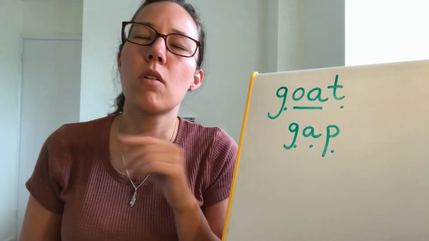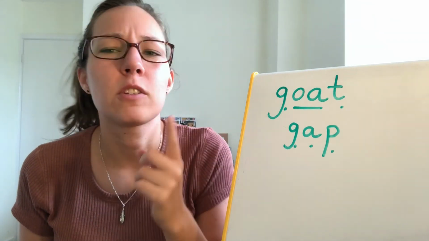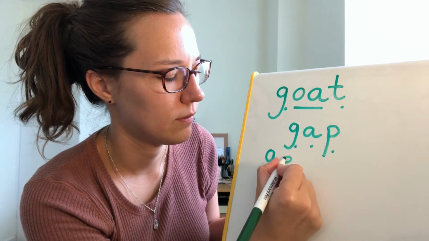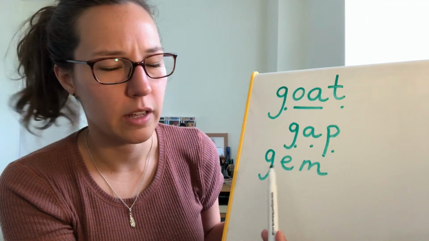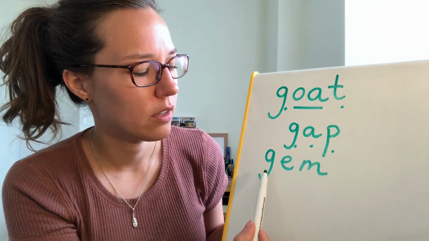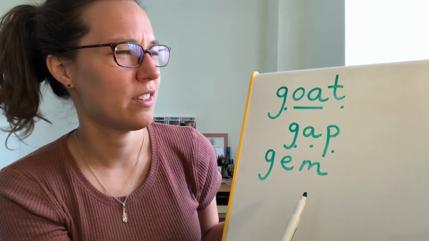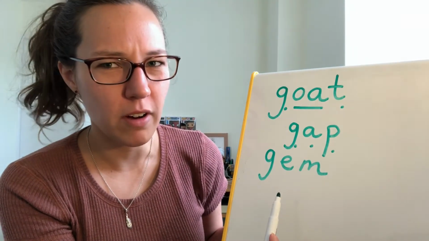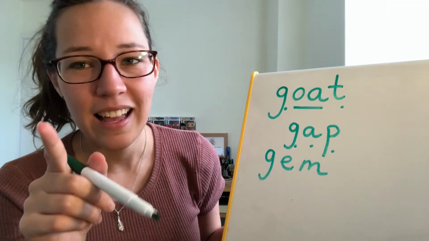I'm going to try one more word that starts with the letter G. Ooh, can you think of any? Ooh, I've got one. So I've seen this word written down before in some books that I've read. G-E-M. Should we try sounding that out? G-E-M. Gem. That sounds like a nonsense word, doesn't it? It sounds like a silly alien word, gem. But I'm sure I've seen it written down. What does this say if it doesn't say gem? Ah, now I remember.